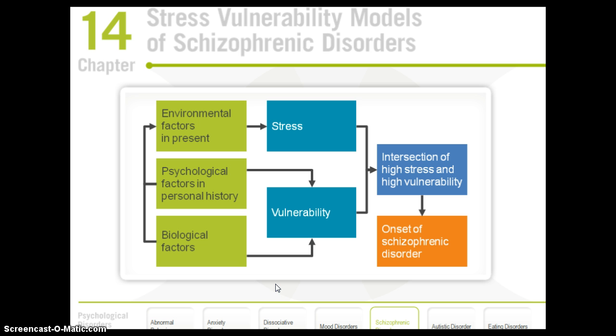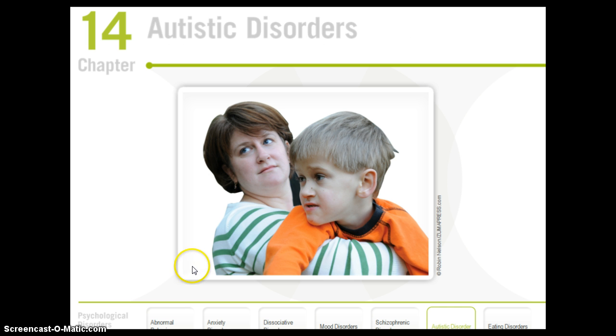Most theories of schizophrenia are stress vulnerability models. These models assume that stress interacts with vulnerability in triggering schizophrenic disorders. Various biological and psychological factors influence individuals' vulnerability to schizophrenia. High stress may then serve to precipitate a schizophrenic disorder in someone who has become highly vulnerable.